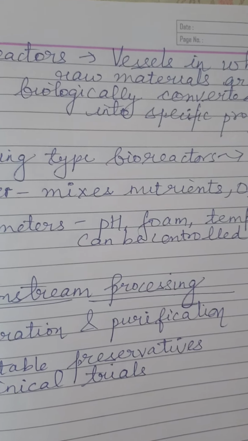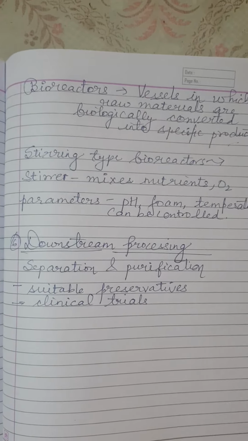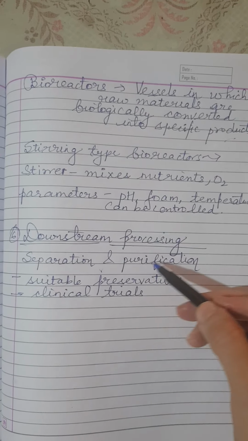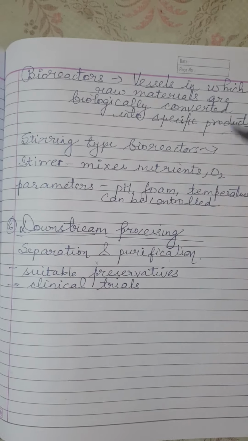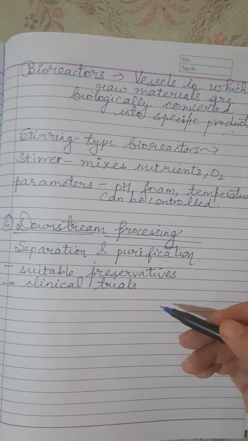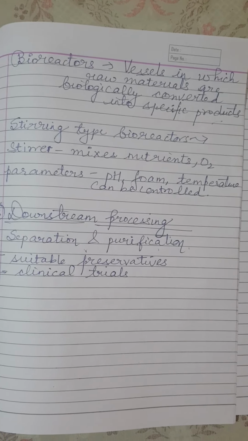Lastly, the last step is downstream processing. Downstream processing means we need the purified recombinant protein. So we will separate and purify the protein from the bioreactor. Suitable preservatives will be used, and obviously clinical trials have to be undertaken so that it is safe for human consumption.